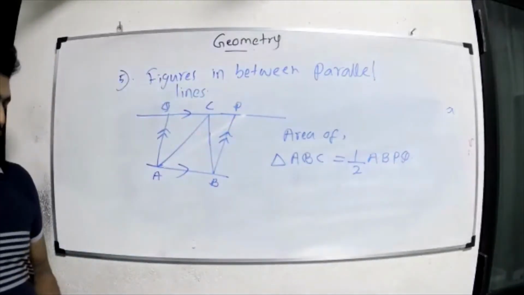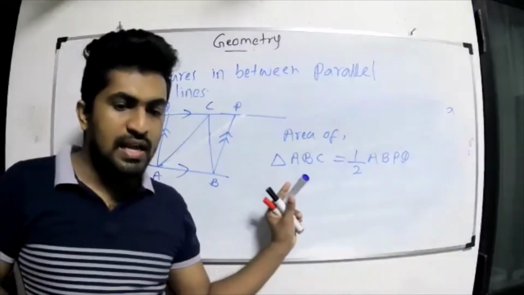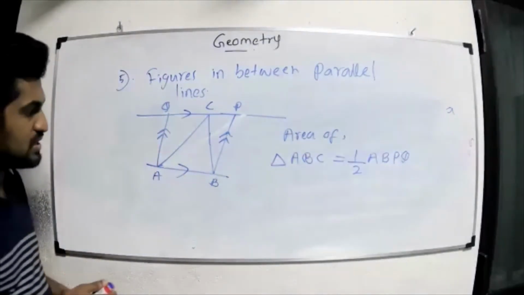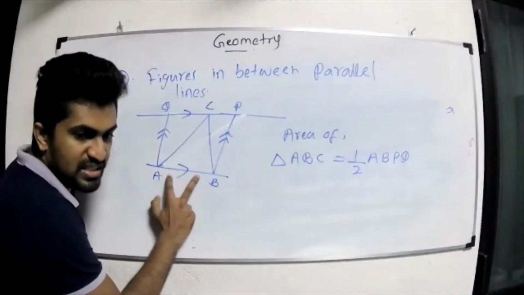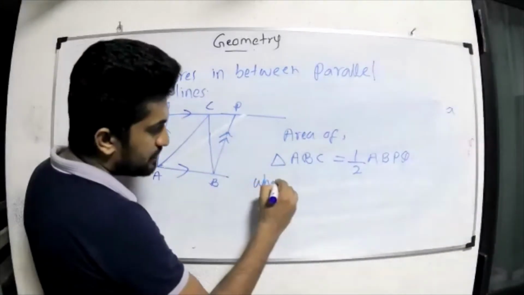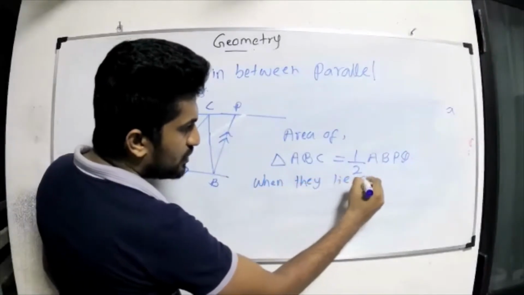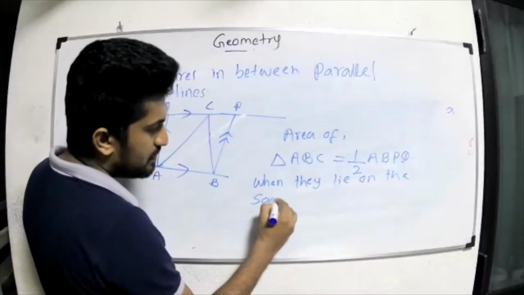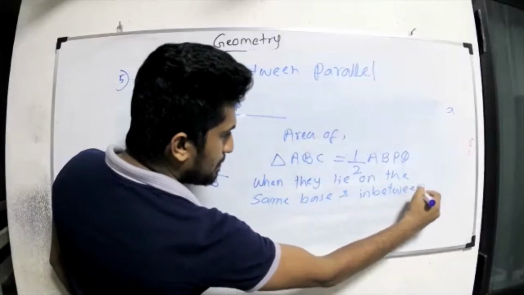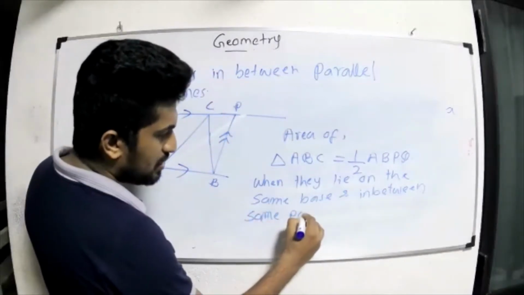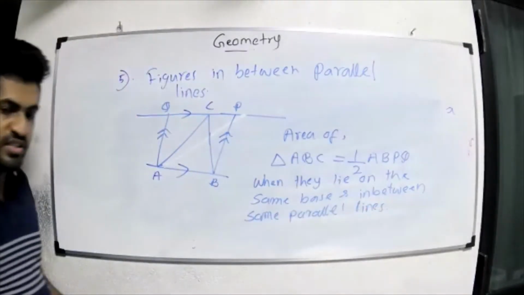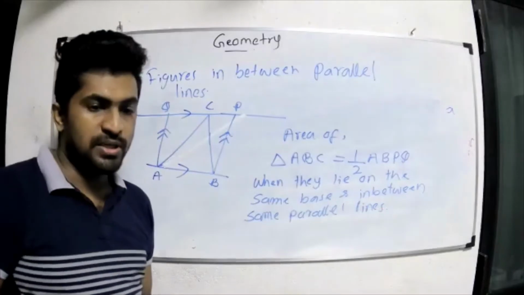This is the theorem. The area of the triangle ABC is half of the area of the parallelogram when they lie on the same base and in between the same parallel lines. That is the relationship between their areas.